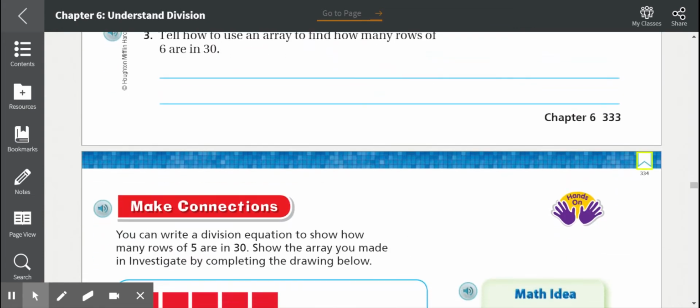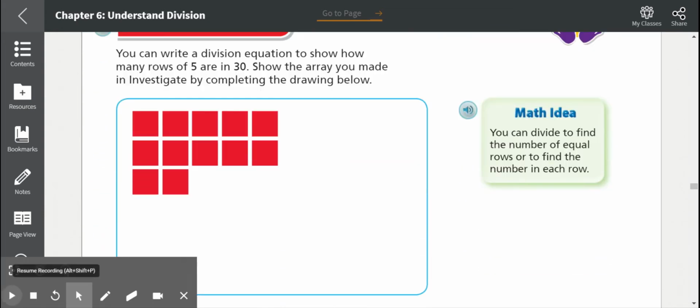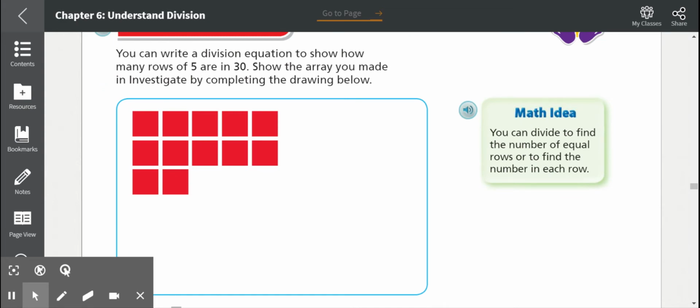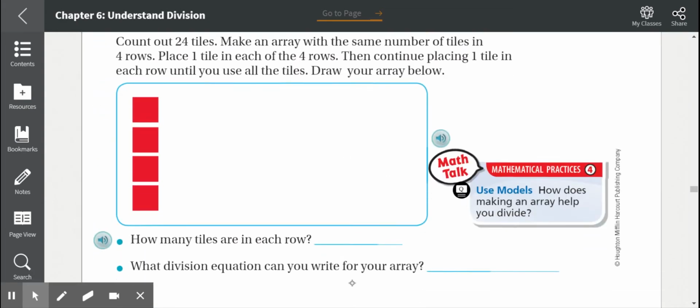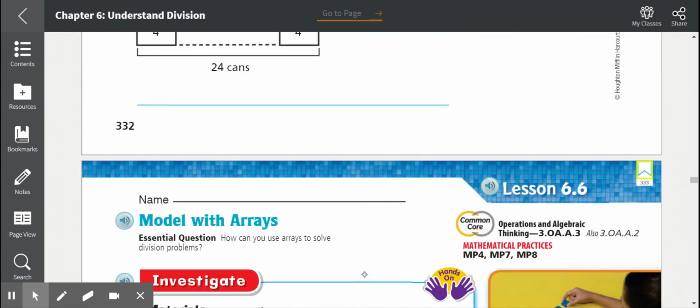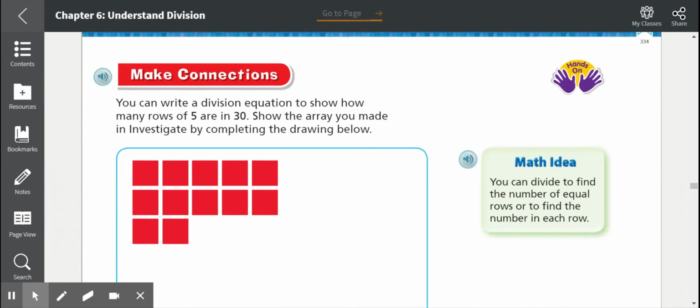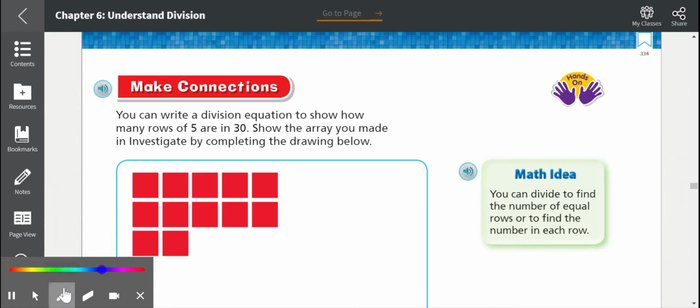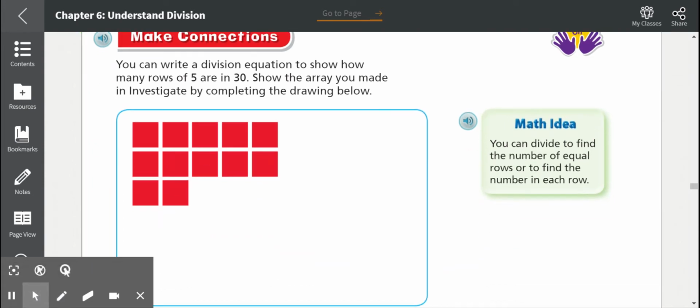So I want you to turn the page, and we're going to start on page 334. It says, you can write a division equation to show how many rows of 5 are in 30. Show the array you made by completing the drawing below. So we're going to draw 5 rows and make sure there's 30 altogether.